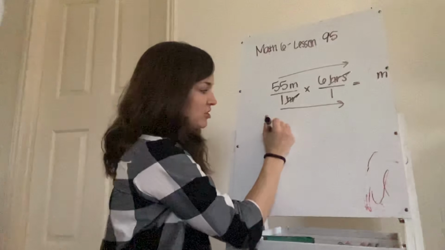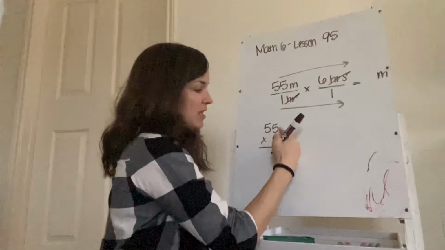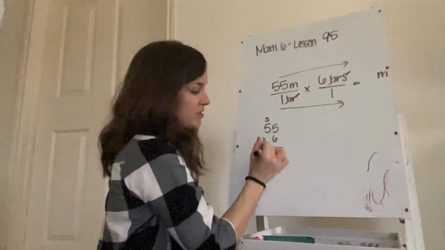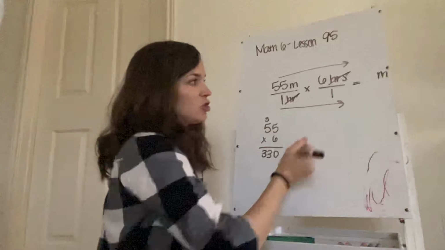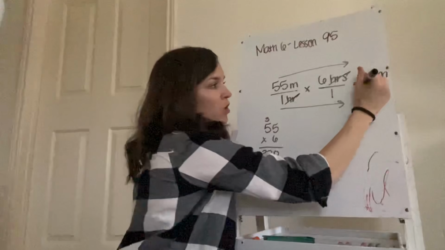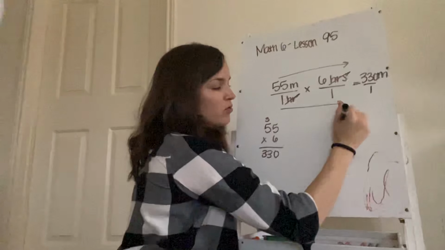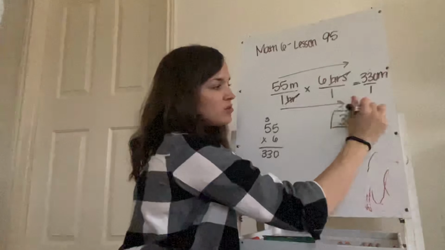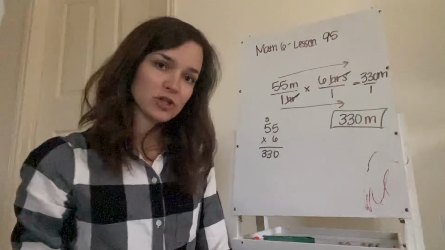So let's do that off to the side real quick. 6 times 5 is 30. 6 times 5 is also 30, plus 3 is 33. So it would be 330. 1 times 1 is 1, so over 1. But remember, dividing by 1 doesn't change the value. So really, our answer is just 330 miles.